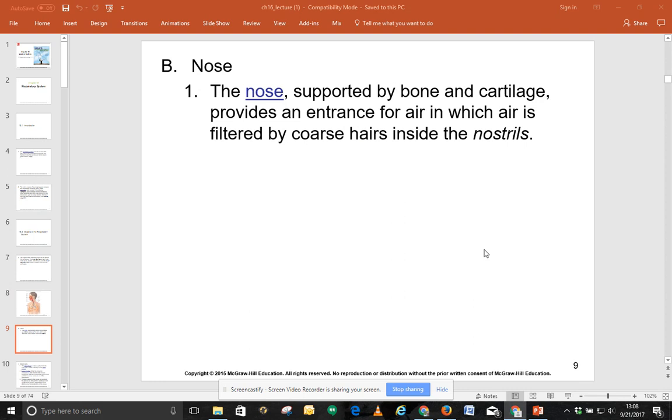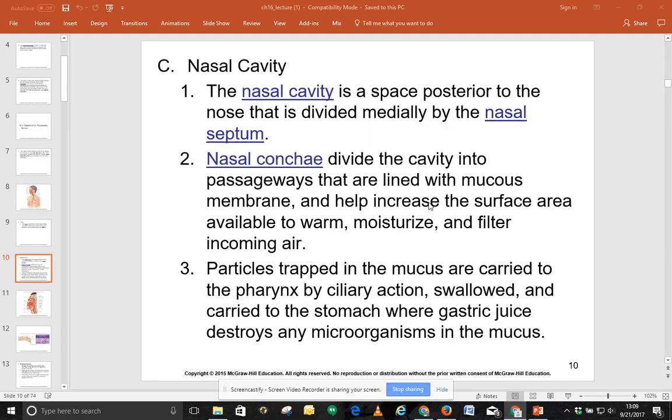Your nose is supported by bone and cartilage, and this provides an entrance for the air for which you're going to breathe. And it's going to come in through your nose. And we all know we have hairs in our nose, we have mucus in our nose, and that's going to warm and filter the air that's coming into our body. That's going to be the first filtration system. So the air is going to come into the two holes, as you all have, and those are known as nostrils.